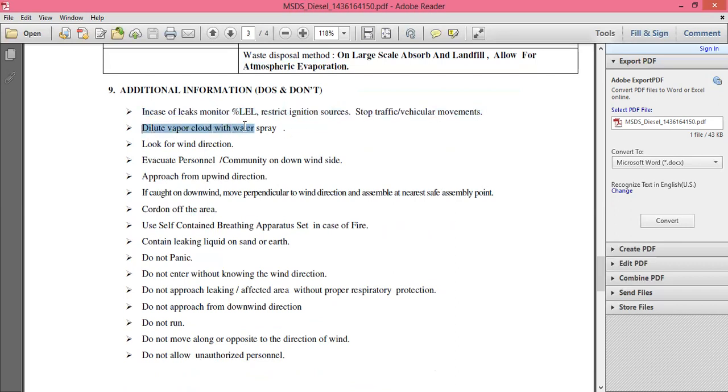You should dilute the vapor cloud with water spray. You should look for wind direction.